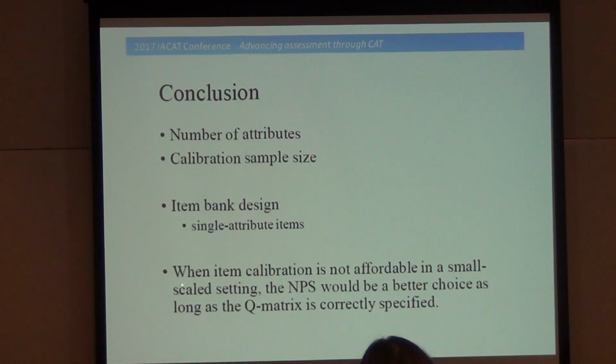Okay, and conclusion: when item calibration is not affordable in a small scale setting, the MPS will be a better choice as long as the Q matrix is correctly specified. This is the requirement.